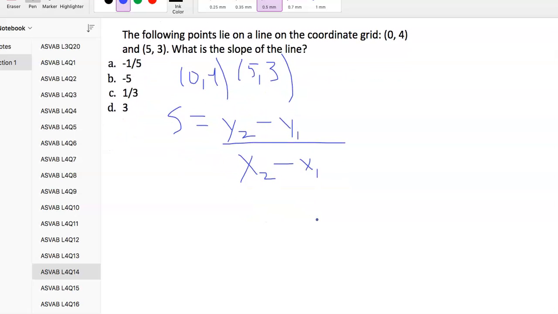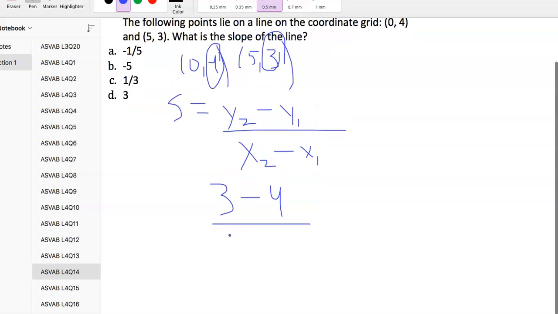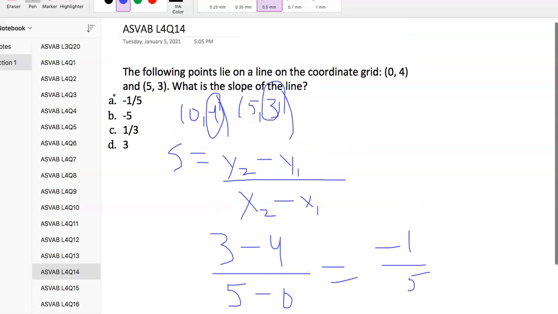Okay, and so y2 is this number right here, 3. So we'll plug that guy in. Y1 is this. So there's 3 minus 4. And then x2 is that 5, and x1 is the 0. Okay. And then if we go ahead and subtract that out, 3 minus 4 is negative 1. 5 minus 0 is 5. Okay. And so that's negative 1/5, which is answer choice A.